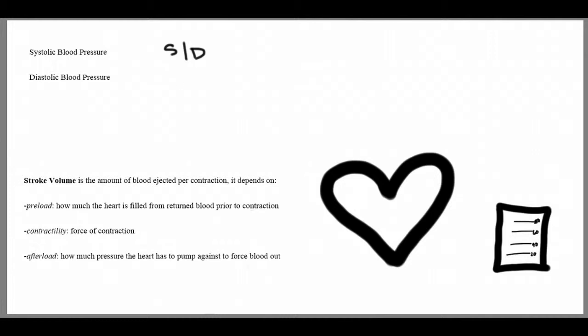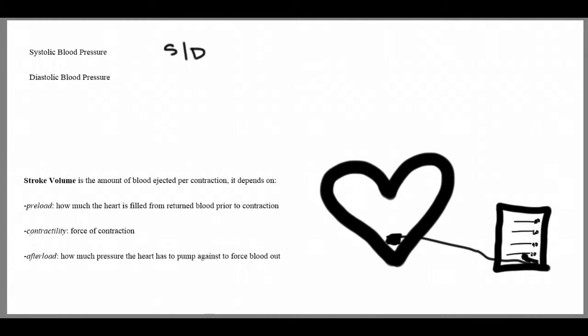Stroke volume is the amount of blood ejected per contraction, and it depends on 3 things: preload, contractility, and afterload. Preload is how much the heart is filled from return blood prior to contraction. The greater the preload, the higher the stroke volume. So think about this. For example, if blood is only returned to the heart a little bit, then its stroke volume is going to be low. There's not a lot of blood to push out per contraction.